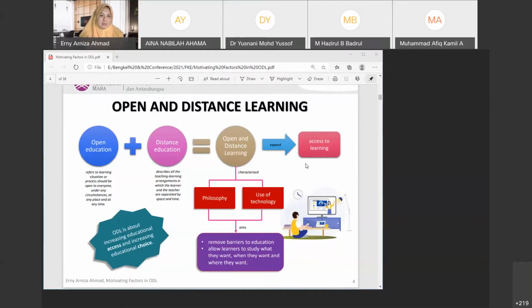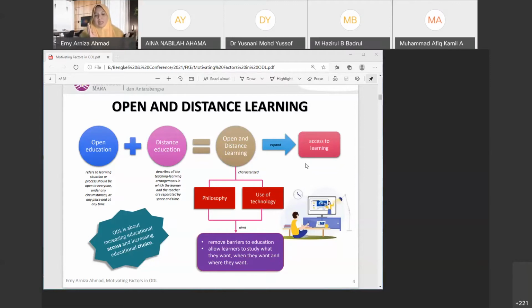Here, distance education describes all the teaching and learning arrangements in which the learner and the teacher are separated by space and time. So the word here is distance learning.